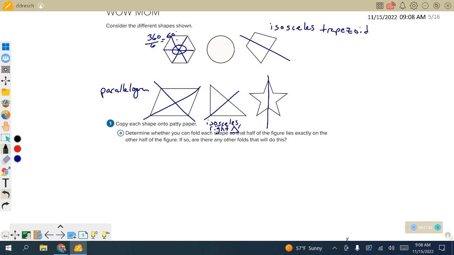What about the isosceles trapezoid there? Can we turn that and get it to land on itself? Jackson's saying no. Now there is one number out there. What would you have to do though? Turn your paper all the way around. And how much of a turn is that? Hold on, not 90. That's a full 360, right?